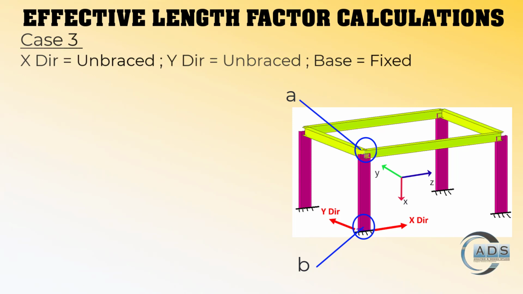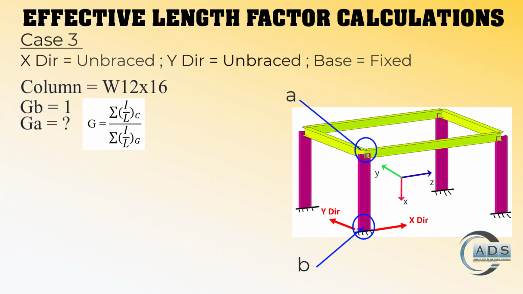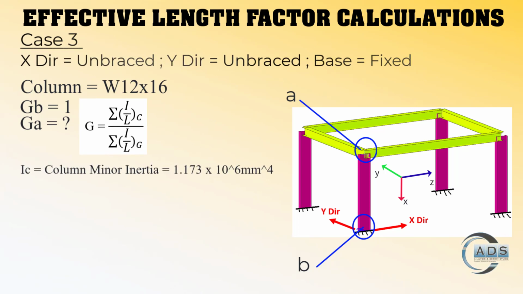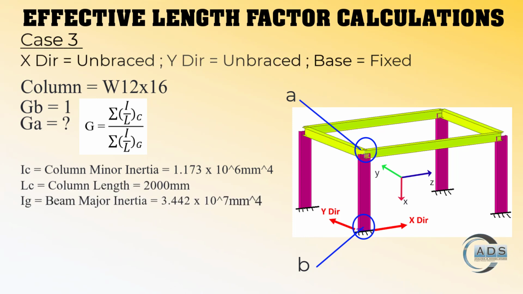In this regard, we have to consider the frame lies in the global YZ plane in which column undergoes bending about its minor axis, means Z local axis. Since the column base is fixed here as well, GB is 1 here. For GA, we use the same equation in which IC is the moment of inertia of the column about its minor axis and its value is this. LC is the length of the column and that is 2000 millimeters. IG is the moment of inertia of the beam and its value is this.